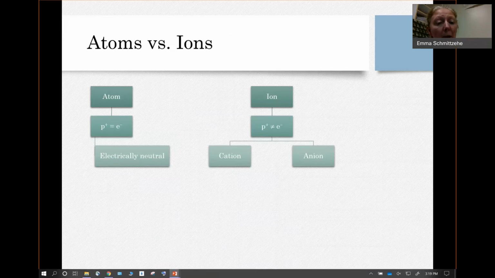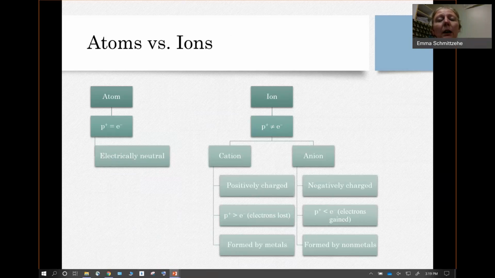Okay, so if you have some particle and it has an equal number of protons as electrons, then it's an atom and it overall is neutral. But if you have something that has more protons than electrons or more electrons than protons, it is some sort of ion. And specifically, if we have more protons than electrons, then overall there's more positive charge. So overall that species is positive and we call it a cation. And if it has more electrons than protons, then it overall is negative and we call it an anion.